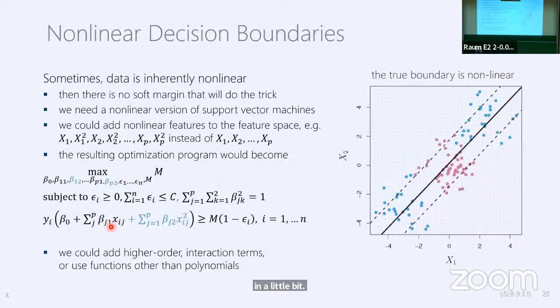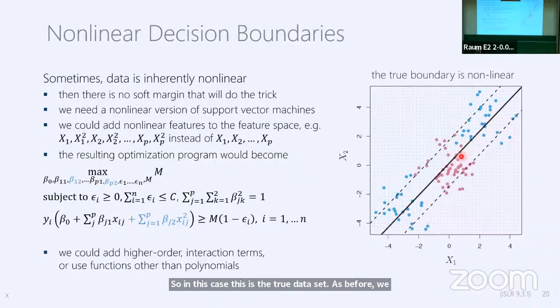So what happens if I have nonlinear decision boundaries? In this case, this is the true data set. As before, we have the blue and the red data points. But in this case, not only is the data not separable, it doesn't even make sense to fit a line to find a hyperplane. Because here we can see it: a good idea for a classifier would be something like a circle. Everything inside the circle is one class, and everything outside of it is a different class.